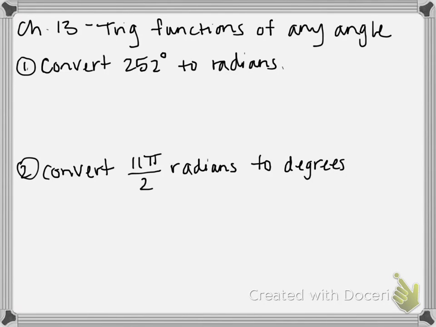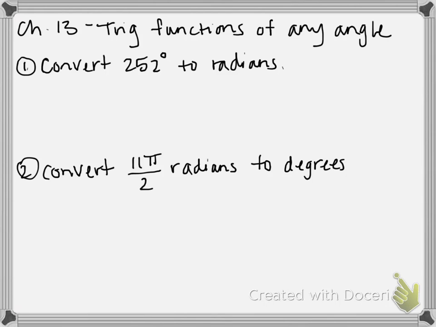In this chapter, chapter 13, we didn't only talk about trig functions for right triangles and angles between 0 and 90 degrees. We also talked about trig functions of any angle. In order to talk about trig functions of any angle, we had to talk about the unit circle. And we built some stepping stones in between talking about triangles and the unit circle.